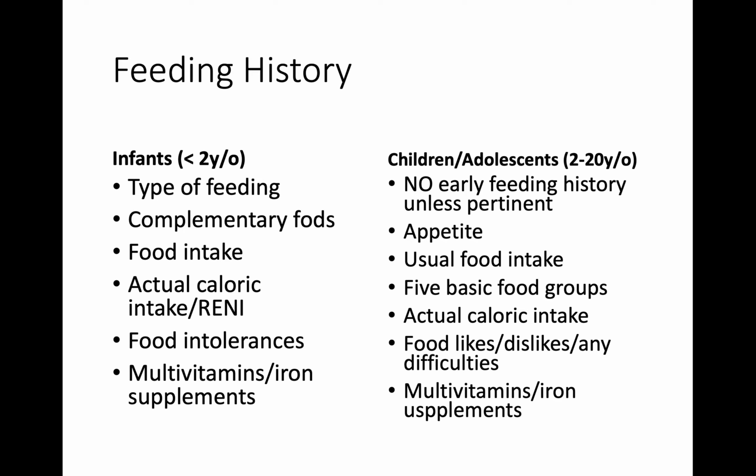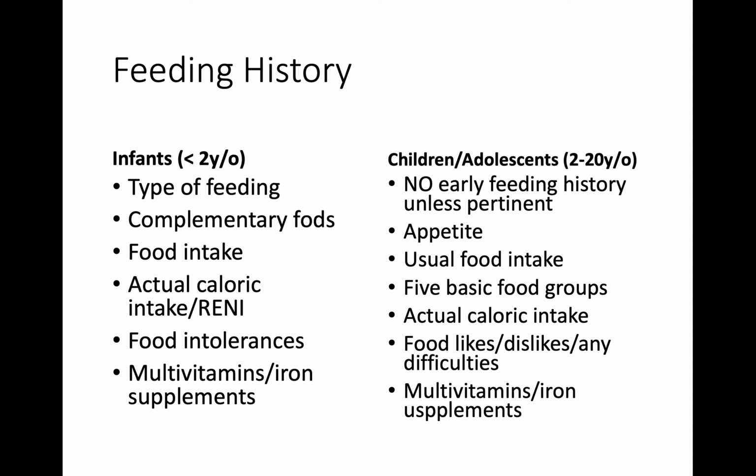For feeding history, for infants less than 2 years old, you want to take note of the feeding, complementary foods, food intake, okay, and the actual caloric intake and RENI. There's also food intolerances, which are basically like allergies, multivitamins, and iron supplements. In addition to that, you also want to make sure that you ask the type of solid food initially introduced to the patient at the time, as well as the reaction to each type of new solid food or complementary food that was given to the patient after. With type of feeding, you want to take note of breastfeeding, the type of formula if there is formula, breastfeeding to formula ratio if they are given both, and you also want to make sure and ask how much they are feeding during the day.